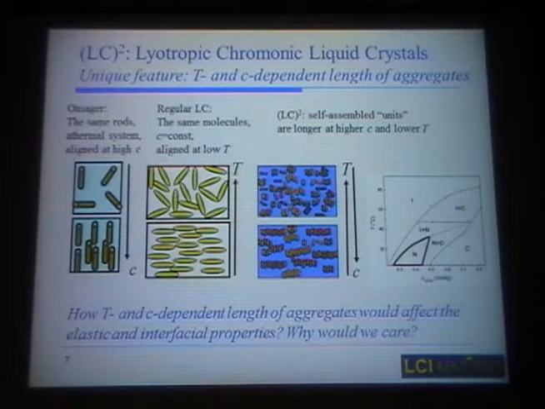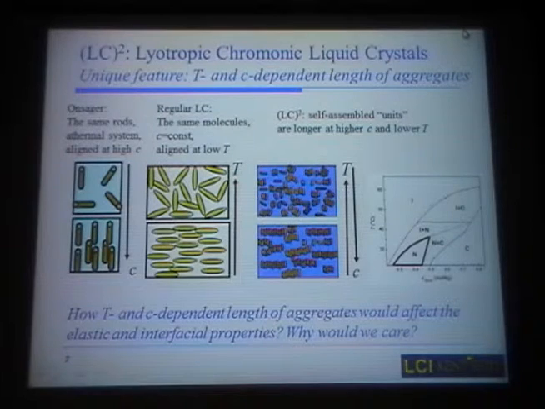So the question is, if you have such a huge sensitivity of these materials to all these parameters, what would you expect from the point of view of their elastic properties, viscoelastic properties, surface properties, electro-optics, and other things? So it appears that these properties might depend strongly on both temperature and concentration. But then you think, but why should I care?